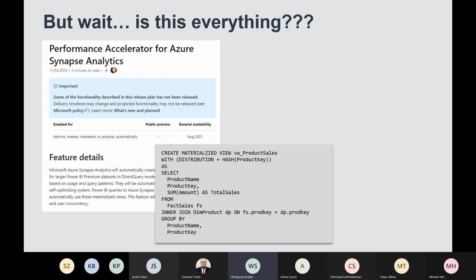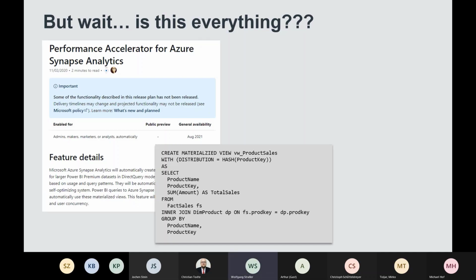There are plans to include some sort of automatic performance accelerator, because imagine you've got Power BI reports and they are sending queries to your dedicated pool. And sometimes it would be nice to have some sort of database optimizer, performance analyzer that has a look at the statements that are sent to the dedicated pool and maybe adds some indexes and so on.